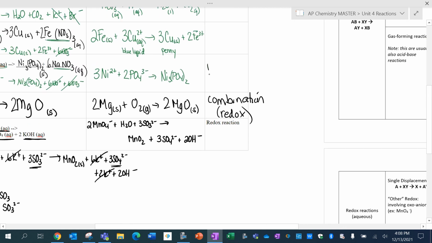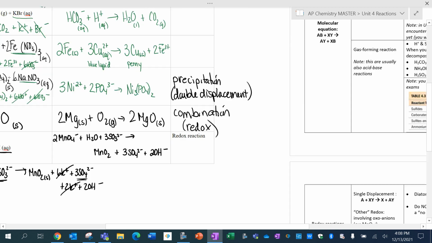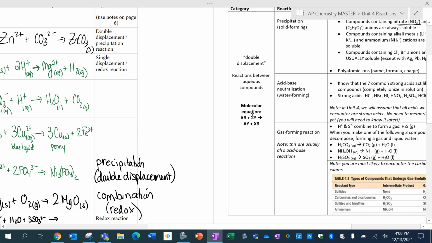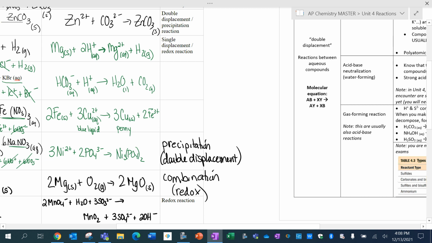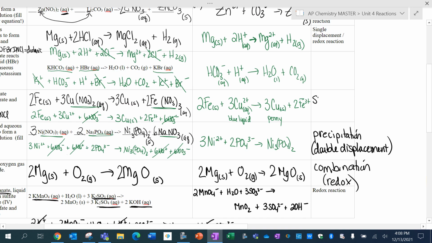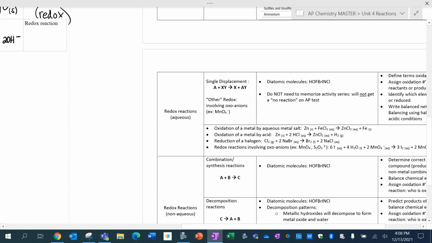This one up here is a precipitation reaction. And a precipitation reaction follows a pattern of double displacement. That follows this pattern where you've got compound plus compound, then they switch partners and make two new compounds. This one right here follows the pattern of being a single displacement, which is another example of a redox reaction. You see what this pattern is: element plus compound makes element plus compound. So here is where we see this pattern, single displacement.